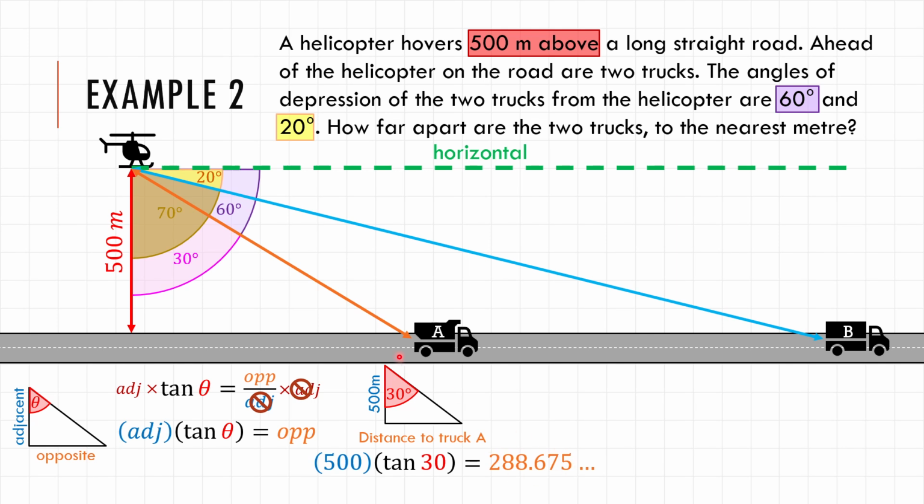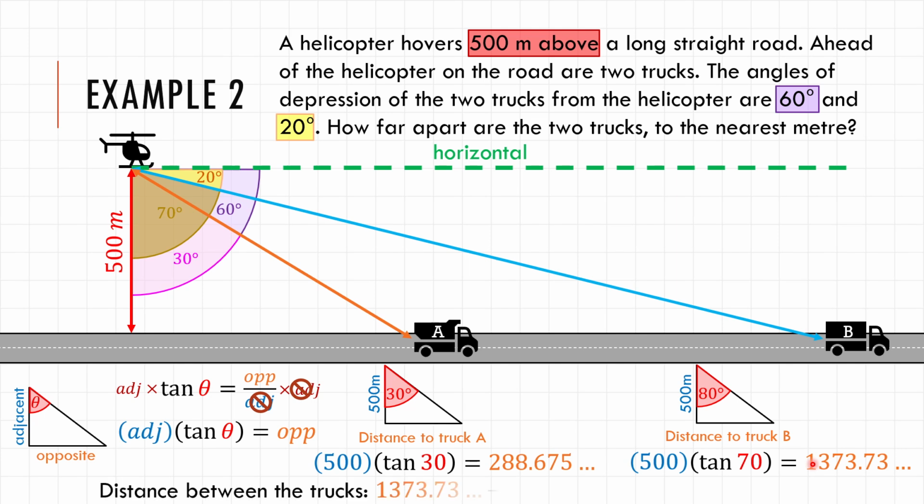And then I need to find out, okay, if this truck is 288.675 meters away, how far is truck B from here? And I can use a very similar triangle, except the angle up here, of course, is 70 degrees. And so 500 times tan of 70 is 1,373.738 meters. And of course, there's more decimals after that as well. But I'm just going to take 500 times tan 70, and I'm going to subtract from that 500 times tan 30. And that way I've used the exact expressions instead of rounding it.